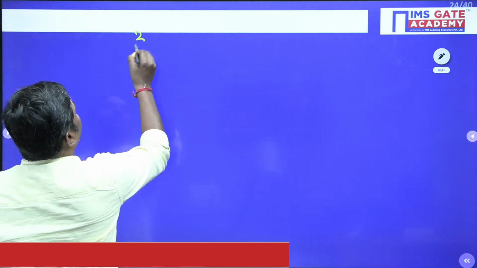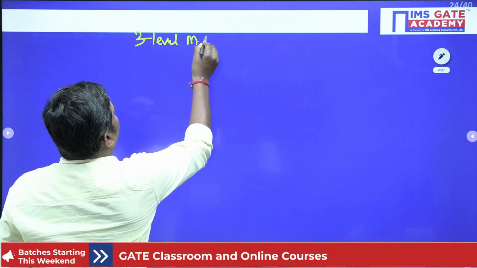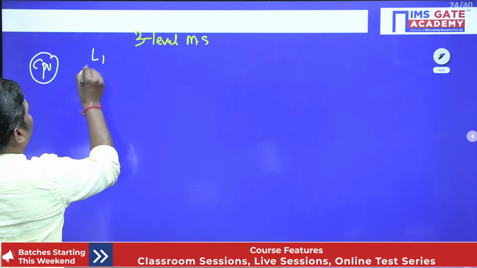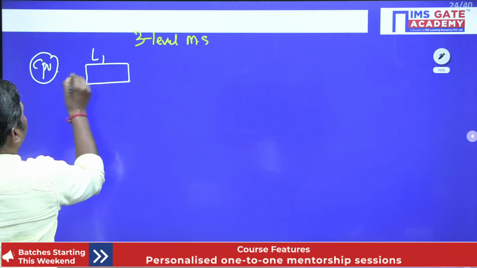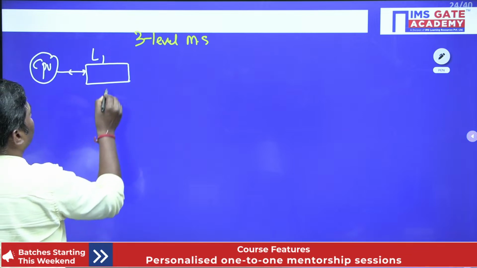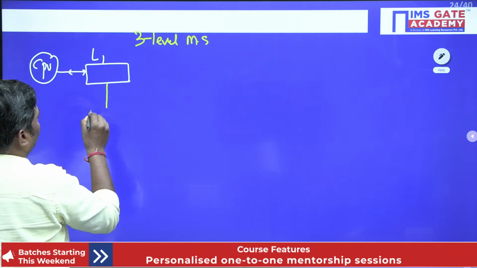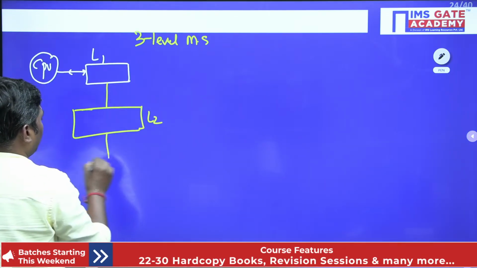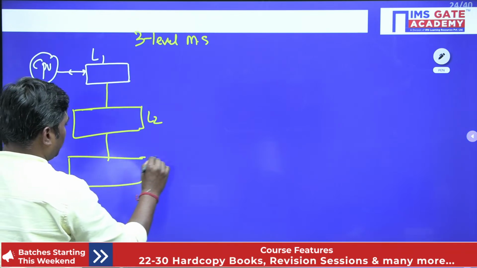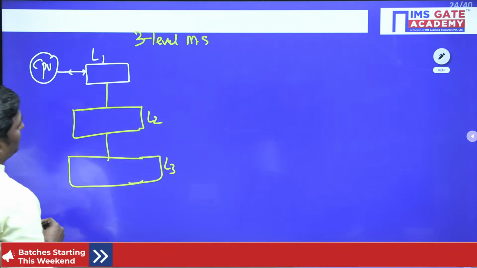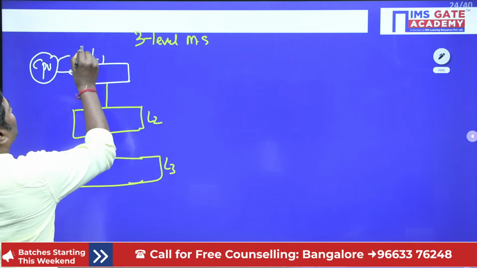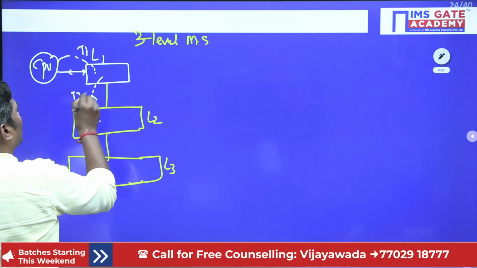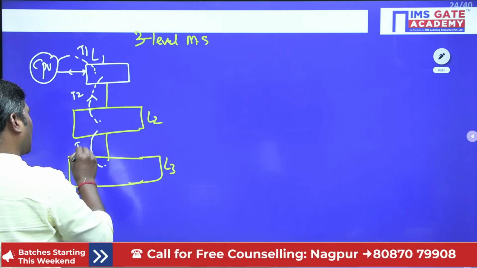Suppose a 3-level memory system. Getting my point? CPU, then L1, connected bidirectionally, in terms of address and data. Generally address is unidirectional. Then L2, then this is connected to L3. The access time of L1 is T1. The access time from L2 to L1 is T2. From L3 to L2 is T3, I am considering.